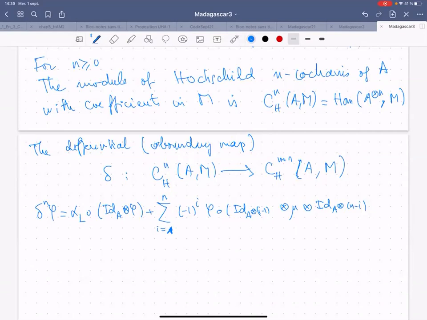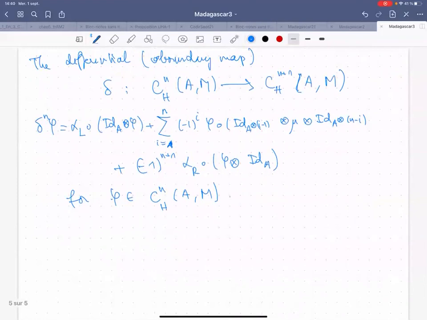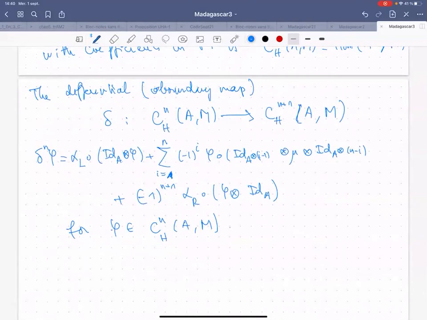Plus minus one to N plus one, alpha R, this right action, composed with phi tensor the identity on A. This coboundary map is defined for an element phi belonging to C^N_H of (A, M). Okay. Of course, one can check that this delta satisfies delta N plus one composed with delta N equals zero. And you can do it as an exercise.